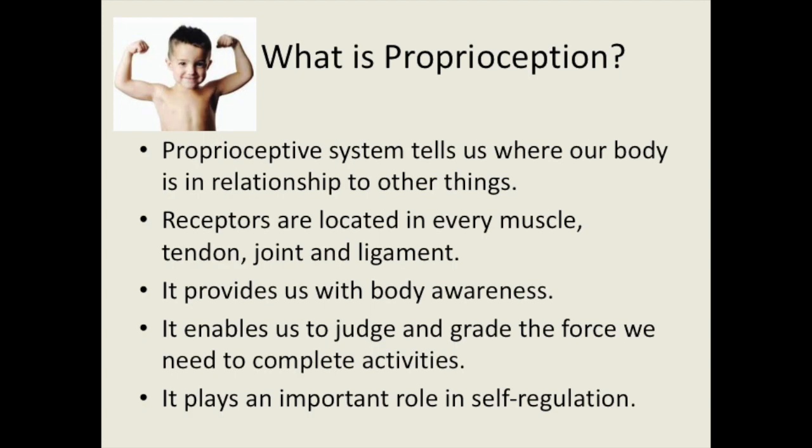So what is our proprioceptive system? Well, it tells us where our body is in relationship to other things. There are small receptors which are located in every muscle, tendon, joint and ligament, and it provides us with body awareness, and it enables us to judge and grade the force we need to complete activities.